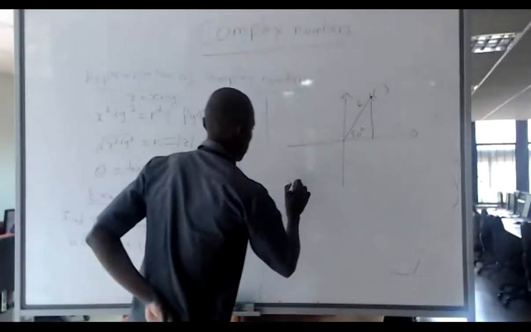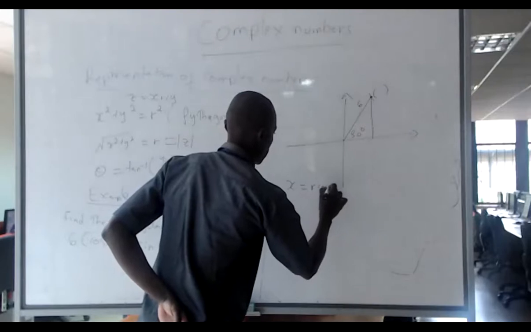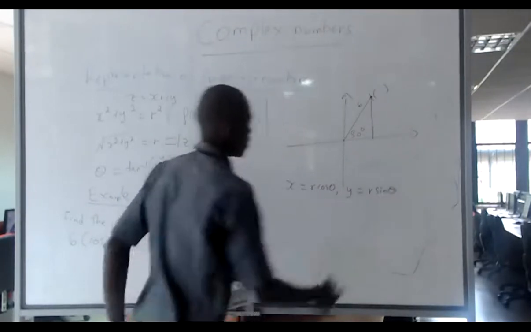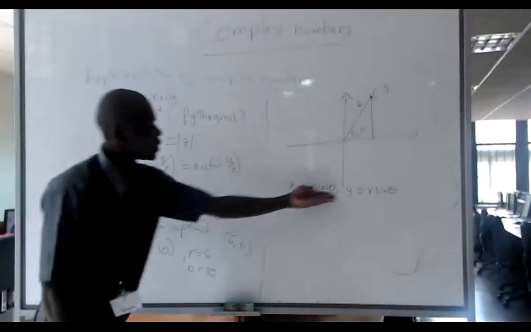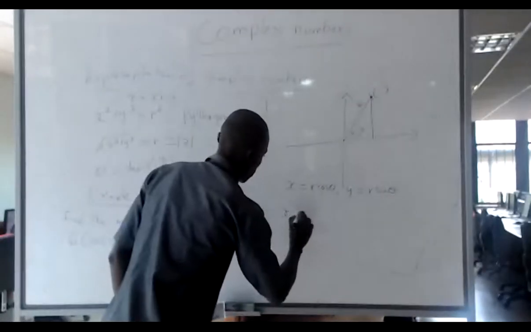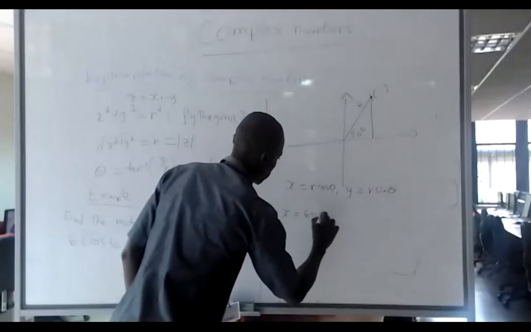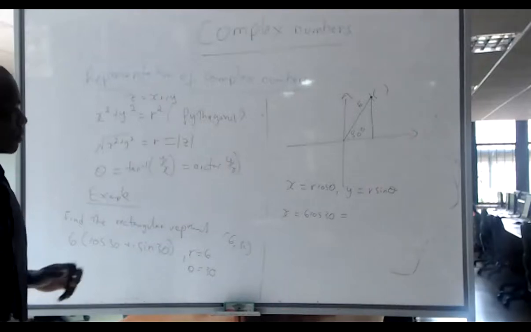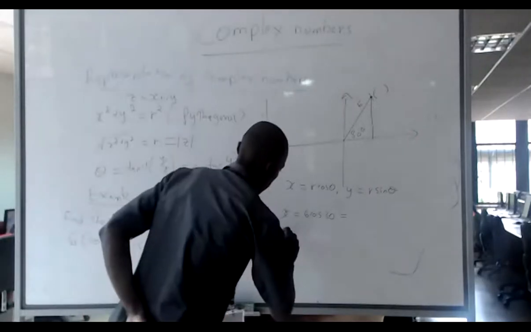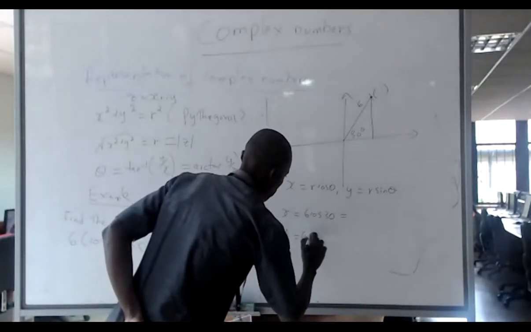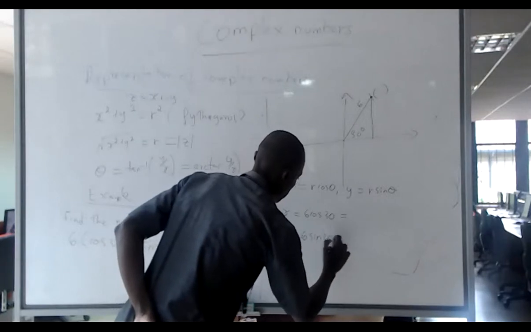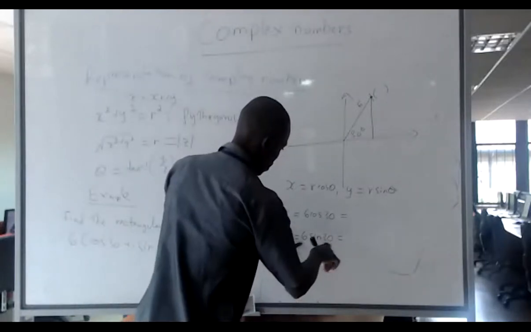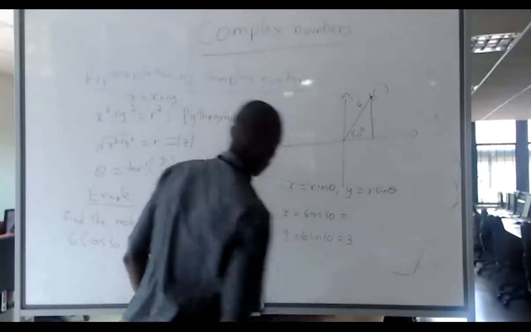We know that x is given by r cos theta, and y is given by r sin theta from the definitions I gave you. Just substitute in this formula. X will be 6 times cosine of 30. What is cosine of 30? Y should be 6 times sine of 30. I think the sine of 30 is 0.5. So 6 times sine 30 should give you 3.